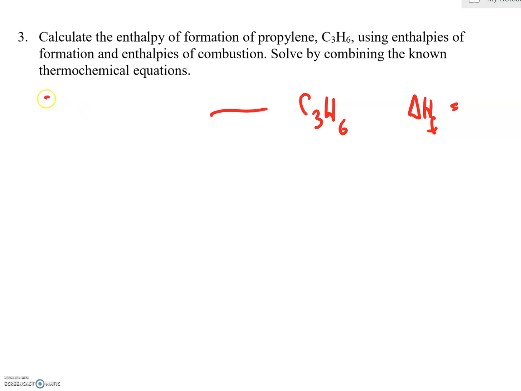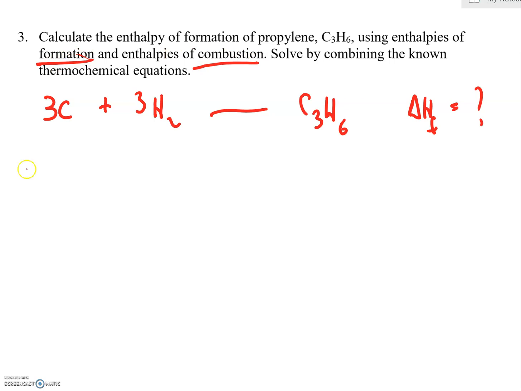So you're going to need 3 carbons, and you're going to need 6 H's, but you can't have 6 H's because it's only H2, so you need 3 H2s. And we're trying to find this heat of formation. All right, we're solving by using enthalpies of formation and enthalpies of combustion.